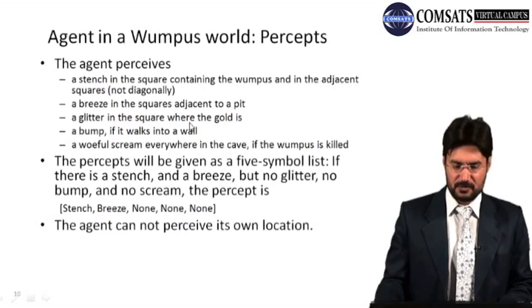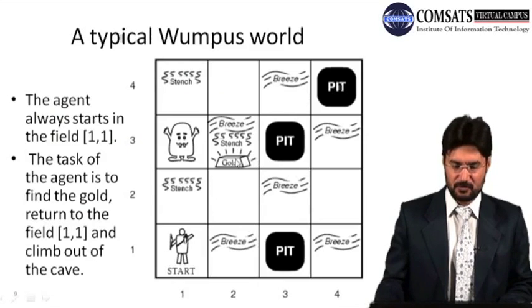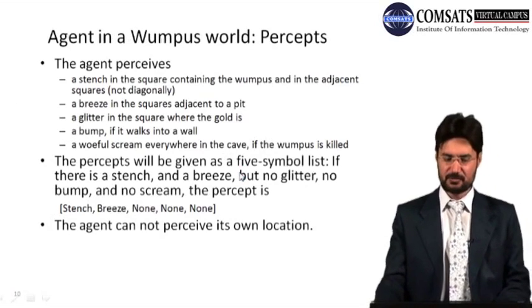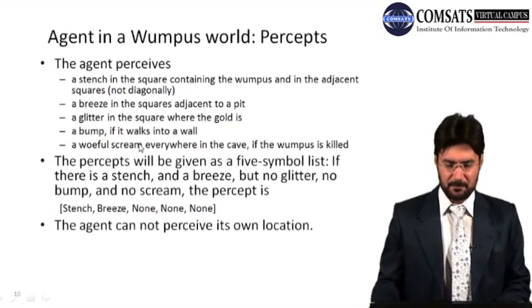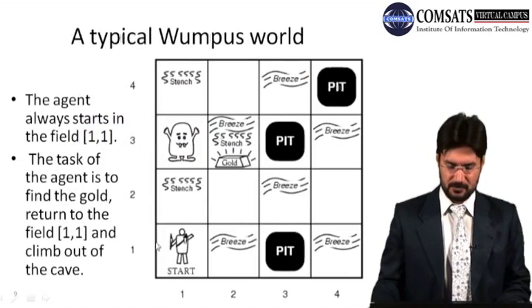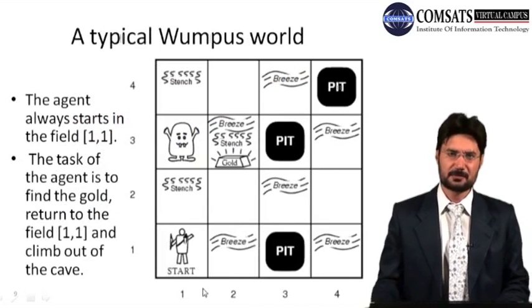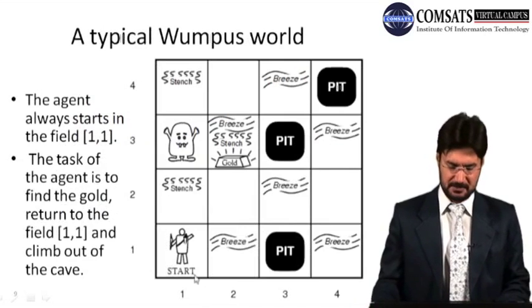A glitter in a square where the gold is. So if there is gold, then it will shine and we will know that there is gold and to pick it up. A bump if it walks into a wall. So if it is going to walk into a wall, it is not possible, and it will receive a bump that this is the end of the cave.